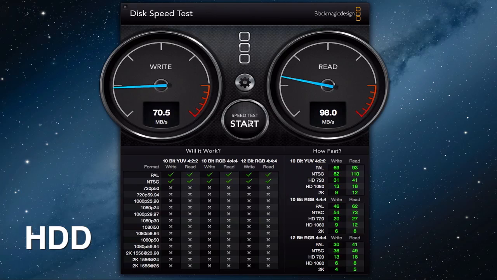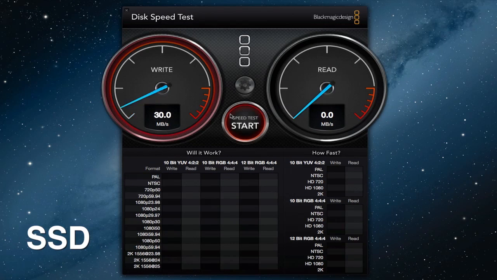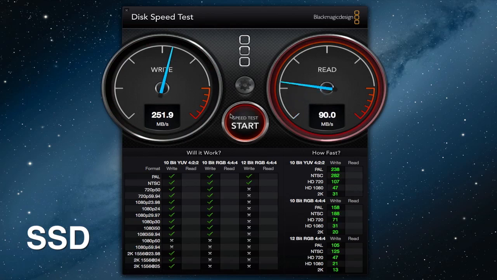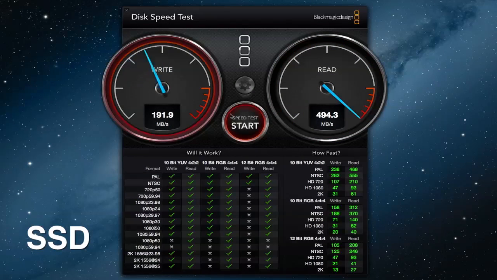Okay, so this is the test with the SSD in now, and as you can see straight off, the write speed is dramatically improved from 70 megabytes a second to now nearly 251 megabytes a second, and the read speed is nearly off the chart. That's coming in at 494, which on the standard HDD was 98 megabytes a second.